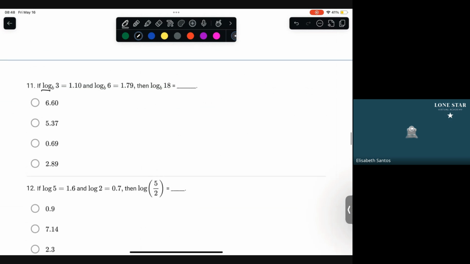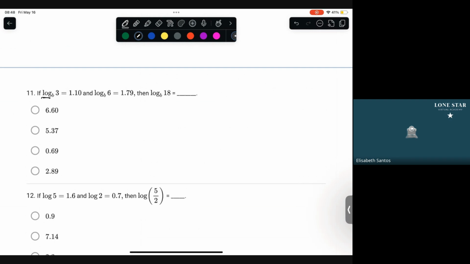All right, so number 11. It says if log base B of 3 equals 1.10 and log base B of 6 equals 1.79, then log base B of 18 equals what? For this one, you need to know the product rule. The product rule states that if you have a logarithm with some base and a product, you can split it up so they have the same base, one factor goes here, the other goes there, and then you add them.